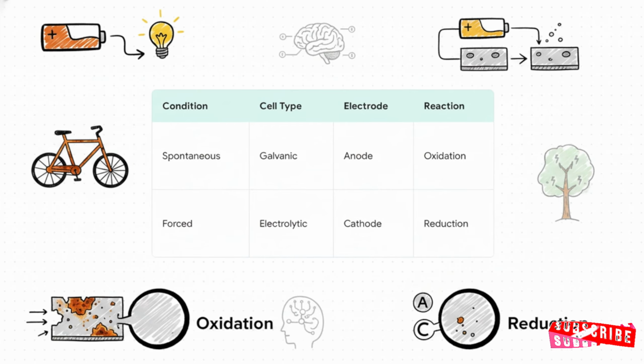Here is your final tutor's cheat sheet. Remember the golden rules. Spontaneous flow is galvanic. Forced flow is electrolytic. Anode is always oxidation. Cathode is always reduction.